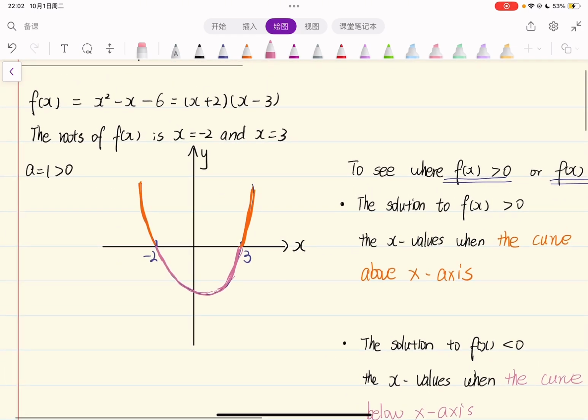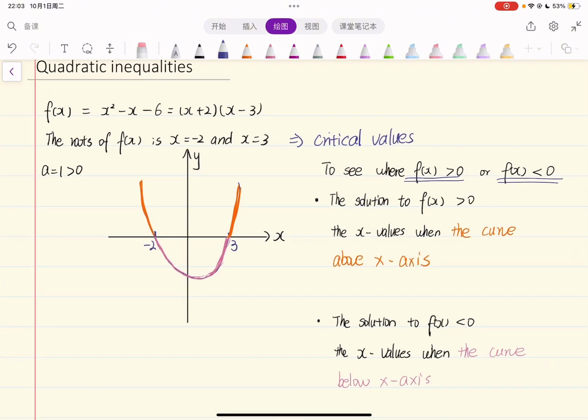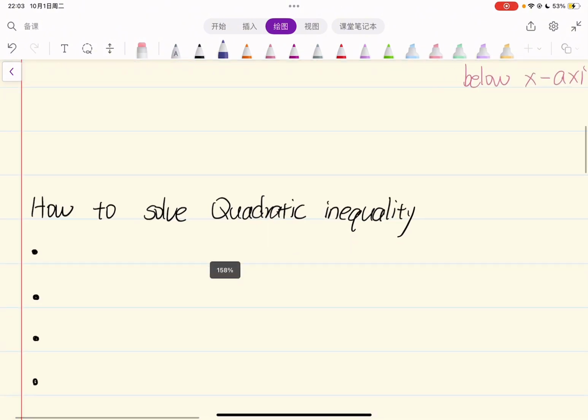We can see that the two important points are x equals minus 2 and x equals 3. For that, we call these values critical values. In this case, we can use a graph to solve quadratic inequalities. Now let's introduce the steps.